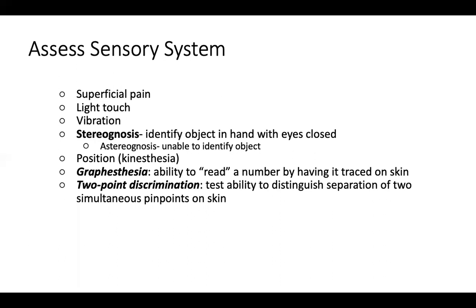Graphesthesia is the ability for somebody to know what number or letter you write in their hand. So let's say you traced an A on my hand, I should be able to tell you that it's an A. If somebody is unable to do that, it's very similar to the stereognosis, where it would be damage within the sensory cortex.